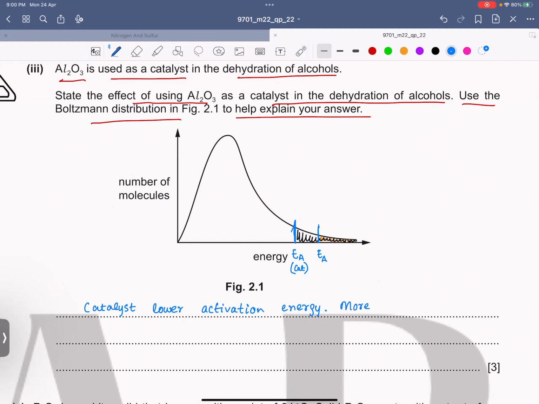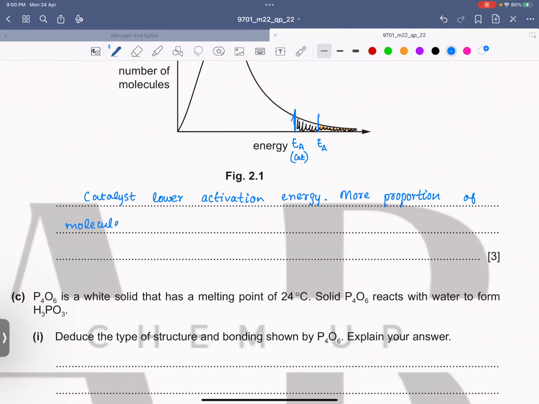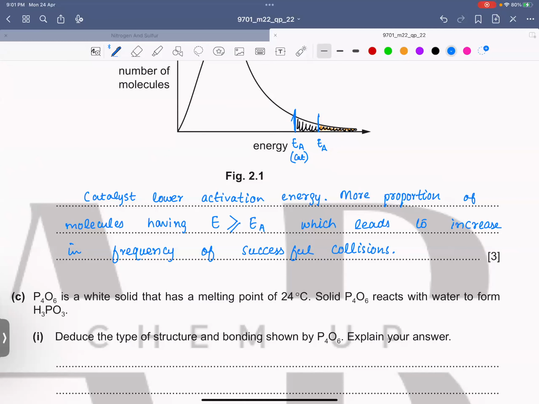Now we are observing in the graph that more proportion of molecules having energy equal to or greater than the activation energy, which leads to an increase in frequency of successful collisions. Is this understandable to everyone?